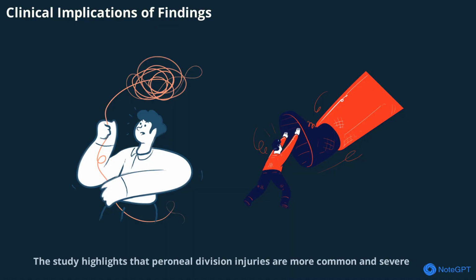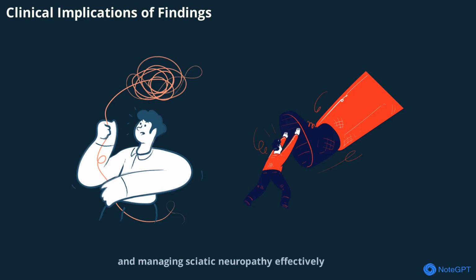The study highlights that peroneal division injuries are more common and severe, especially in the context of sciatic nerve variations. Needle EMG abnormalities are more frequently detected in muscles below the knee, particularly those innervated by the peroneal nerve. These insights are crucial for clinicians in diagnosing, localizing, and managing sciatic neuropathy effectively.